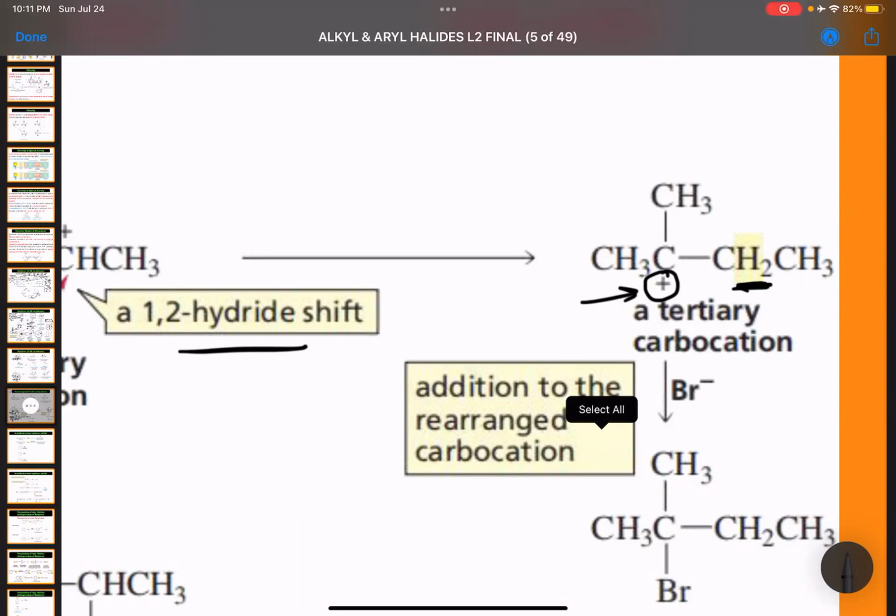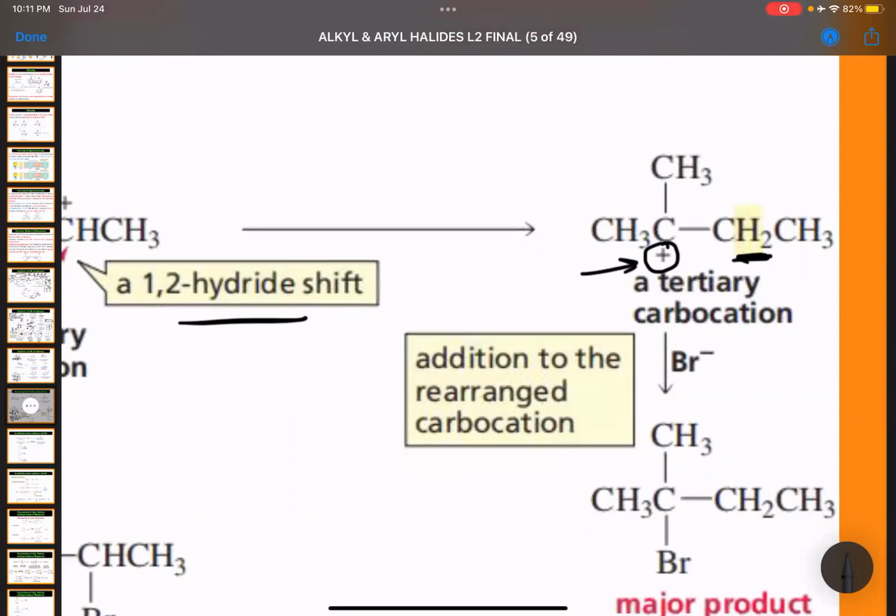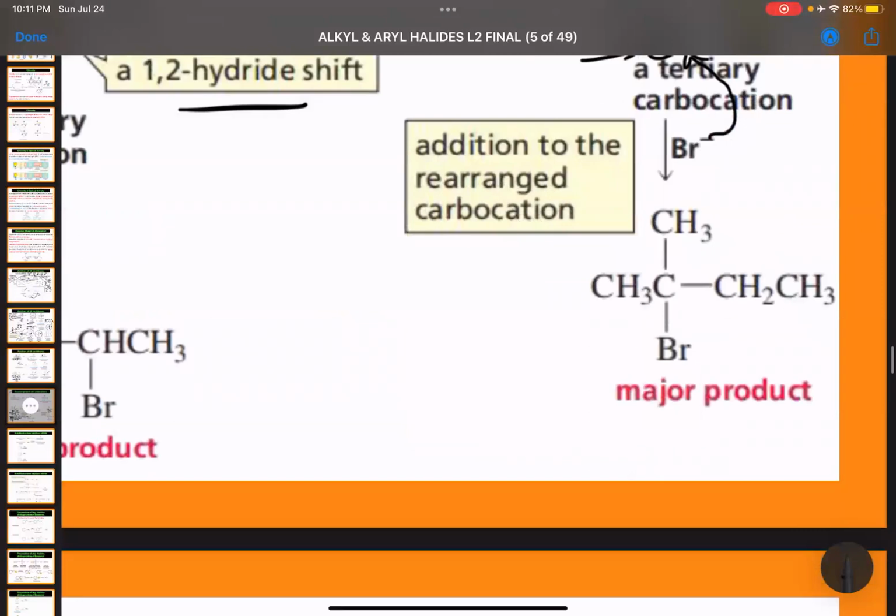So you will keep the carbocation here only. Now no shifting, it is already completed. Tertiary carbocation, put the Br minus, okay, make the final product, and that is the major thing.